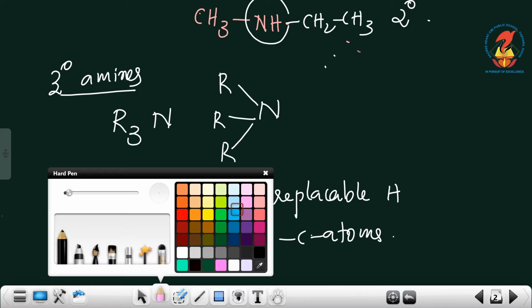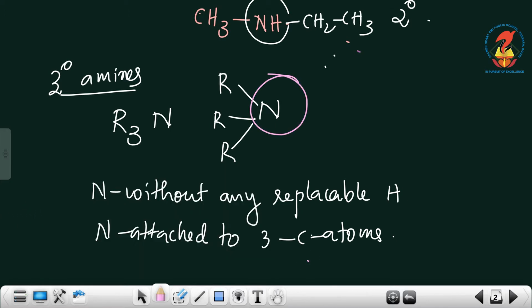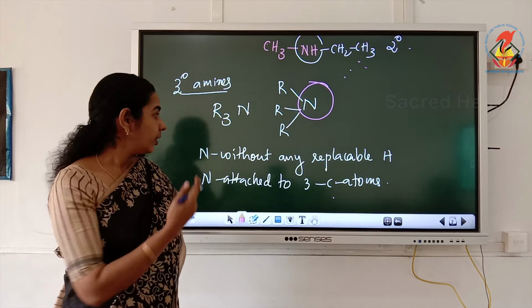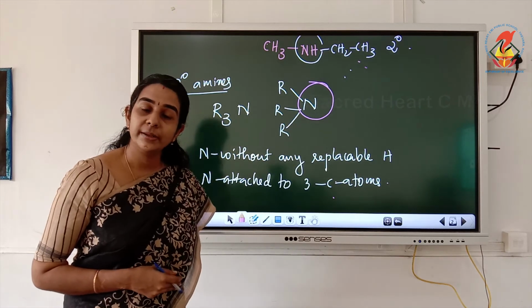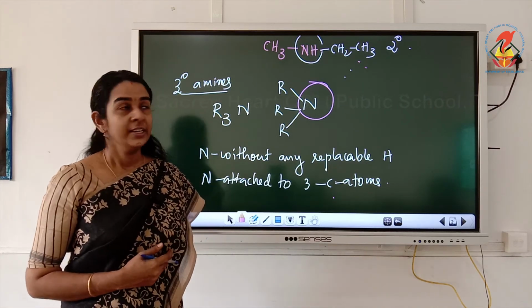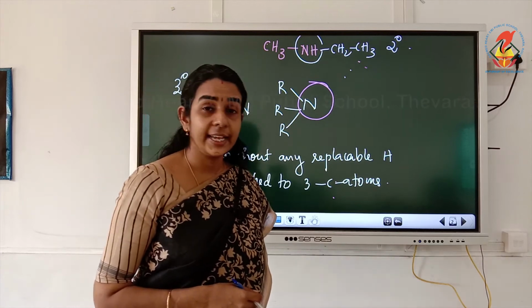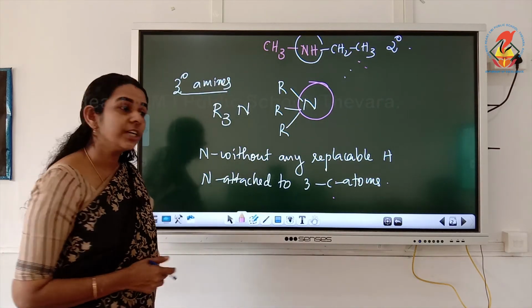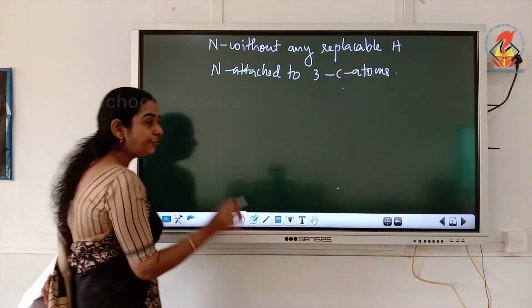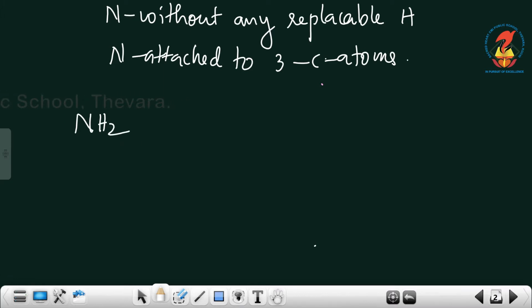So this is the definition for a tertiary amine. Once we see that it is N only, nitrogen atom without any replaceable hydrogen, it will be a tertiary amine. Or look at the number of carbon atoms attached. If it is attached to 3 other carbon atoms, it will be a tertiary amine. So this is about the classification of amines as primary, secondary and tertiary amines. So we can conclude: once you look at the given molecule, if it is NH2, we can write it as primary. If it is NH, it will be secondary.